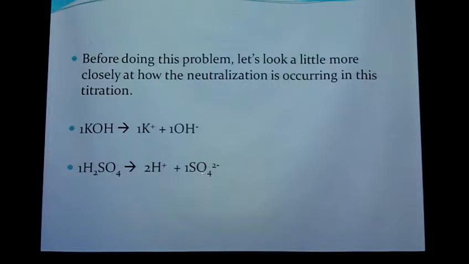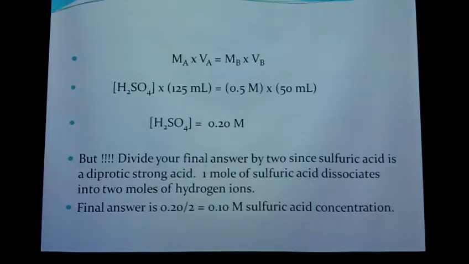These are spectator ions. They don't enter into the pH calculations. But 2 moles of H plus is important. Why is that important? Well, let's do the calculation first. So we have the molarity of the acid times the volume of the acid is equal to the molarity of the base times the volume of the base. So we just proceed as normal.